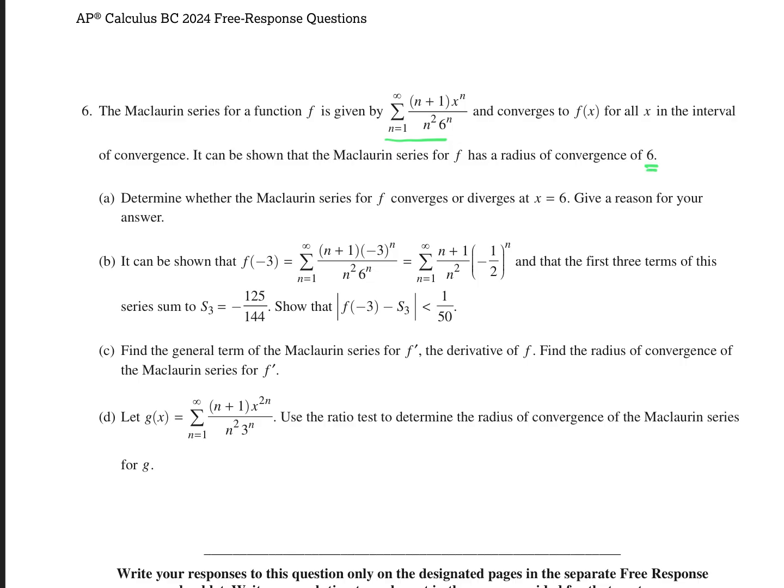Determine whether the Maclaurin series for f converges or diverges at x equals 6. So basically what they're asking us to do in part A is to check our endpoints, because if we were centered at 0 and our radius of convergence was 6, we're considering this endpoint right here.